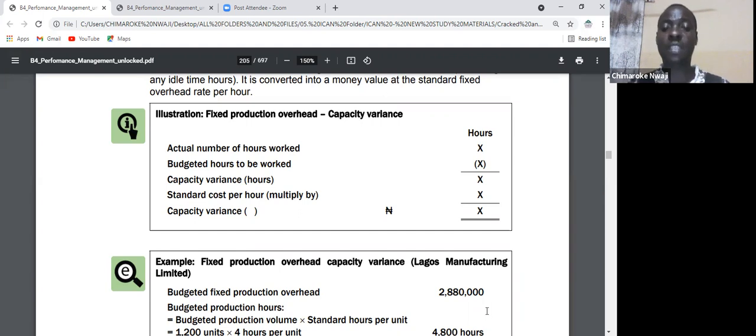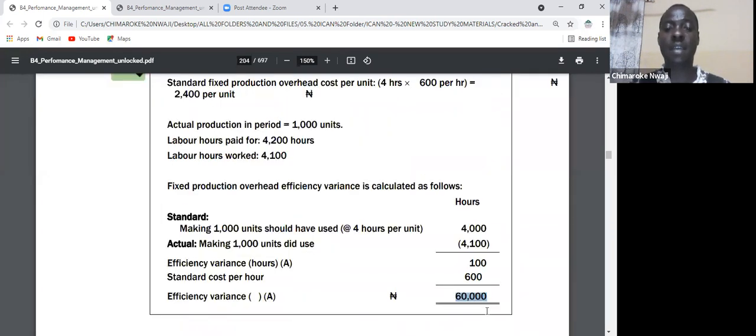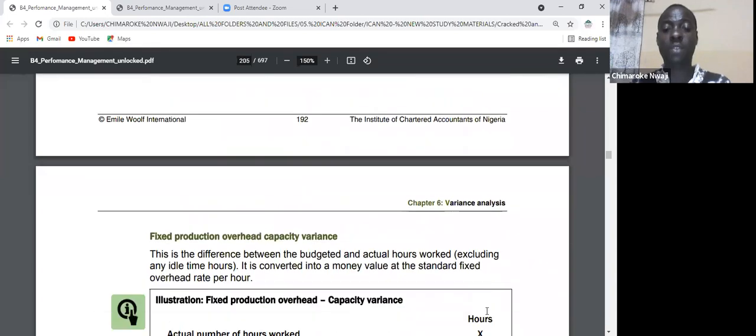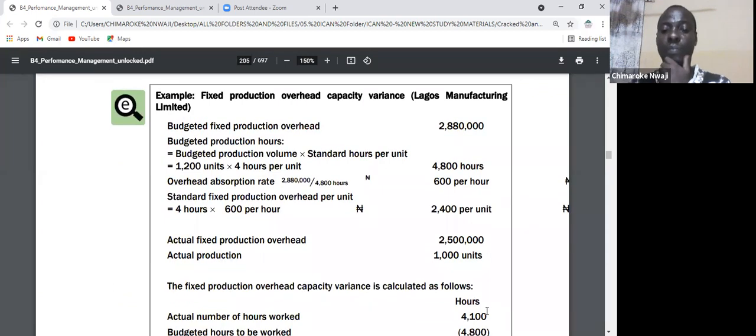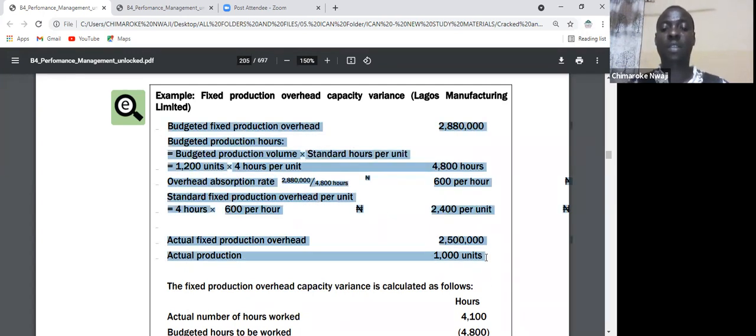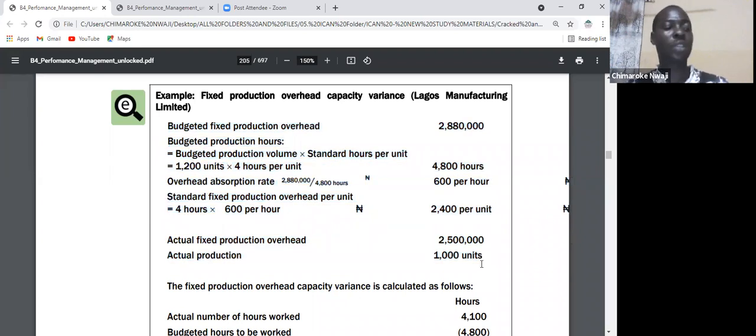So we're going to see the difference now between what we did here and what we are going to do now. All right, so let's see the difference here. You have your budgeted production overhead. All this information has been given to us. That's what we have been using since this class. Now we are asked to look for our fixed production capacity variance. So how do we calculate it?